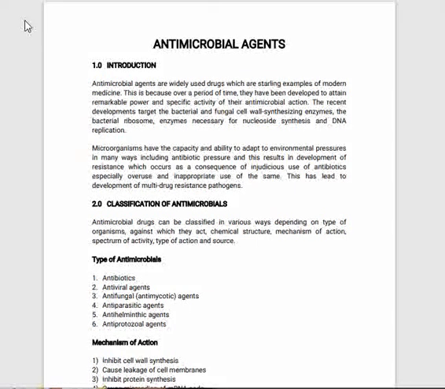On today's lesson, we are going to handle antimicrobial agents. We are going to check on the introduction to antimicrobial agents, and probably check on these specific agents and the disease mechanism. Now they can act on the disease and accord the act of healing. From the introduction perspective, you just need to understand that antimicrobial agents are widely used drugs, which are outstanding examples of modern medicine. This is because over a period of time they have been developed to attain remarkable power in microbial action itself, right?